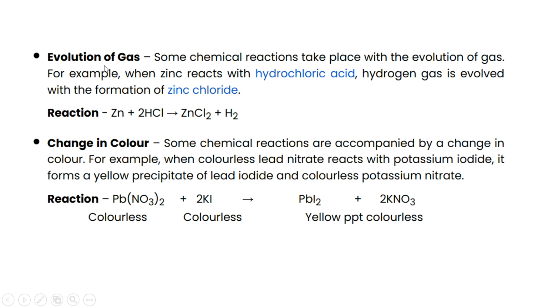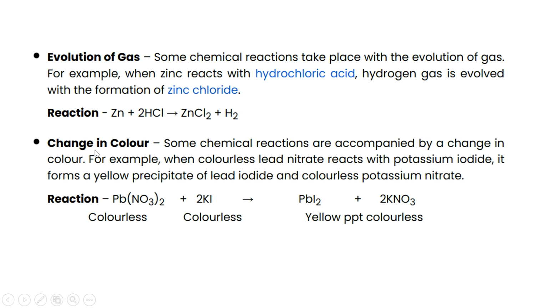For evolution of gas, we saw the reaction between zinc and sulfuric acid or any acid like hydrochloric acid. Zinc reacts with hydrochloric acid or sulfuric acid and it releases hydrogen gas. So this is one of the reactions to show or to prove that there is evolution of gas.